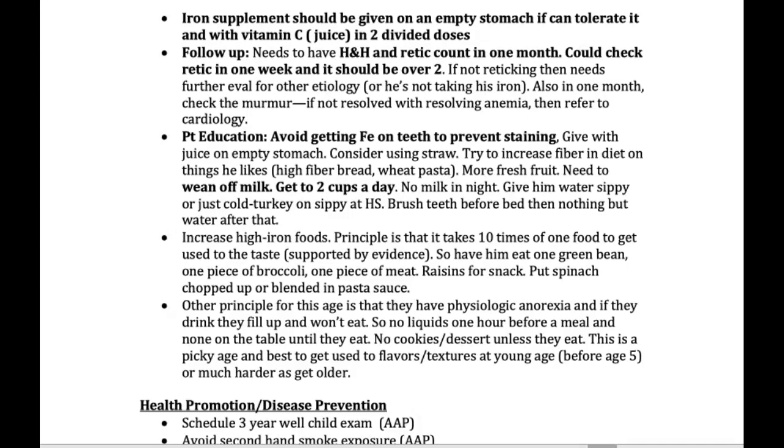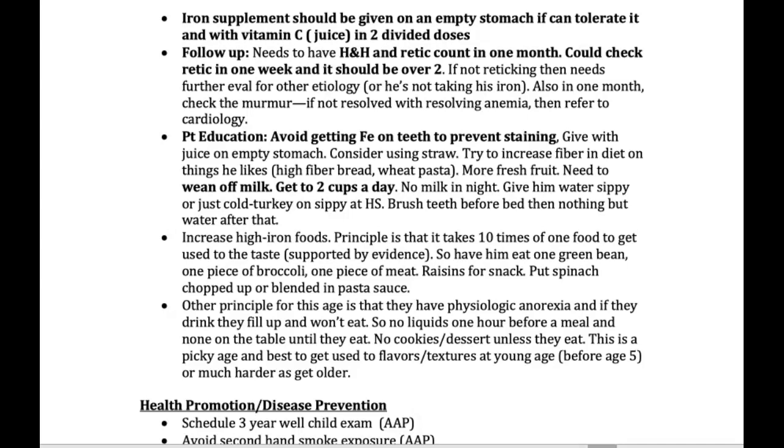Could recheck the retic count in 1 week, and it should be over 2 if we have the right diagnosis and the child's getting the medication. If the retic count is not up, then it needs further evaluation for other causes or etiology, or he's not taking the iron, which might be another reason why that retic count wouldn't be up.